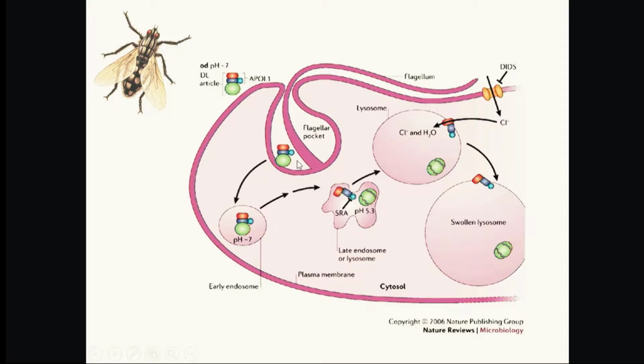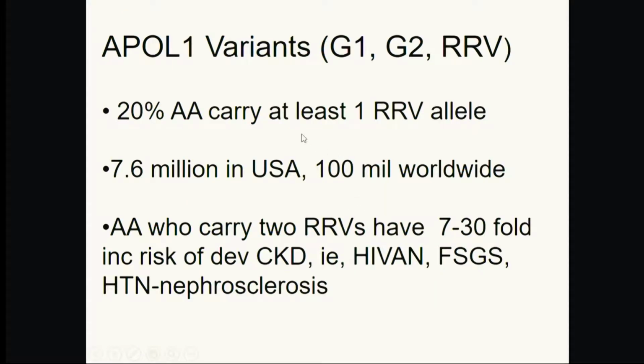That mechanism or protein is called ApoL1. As man evolved and had to fight a more virulent trypanosome, it evolved a more efficient way of destroying it, and that is called the ApoL1 variant. So we inherit that from our ancestors from Africa, and so we bring the ApoL1 variants with us to the United States. 20% of African Americans carry at least one allele for ApoL1, but about 7.6 million African Americans in the U.S. have 2 copies of ApoL1.